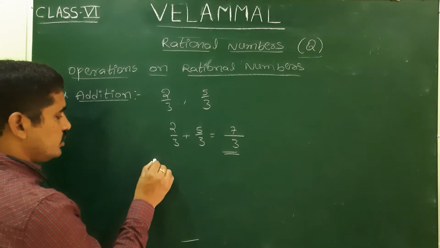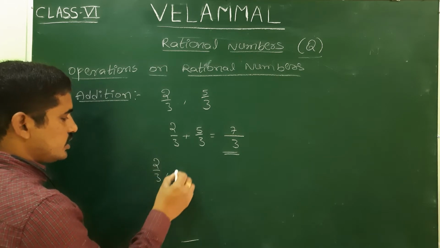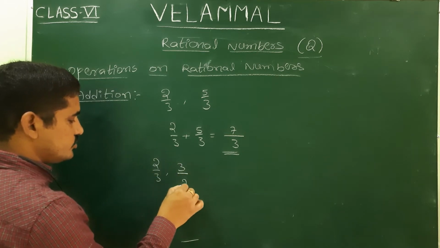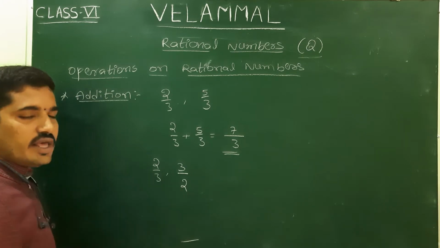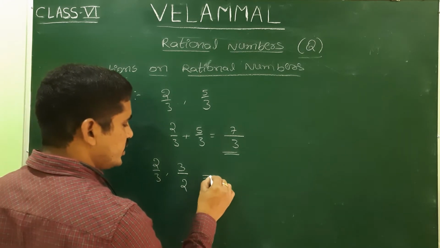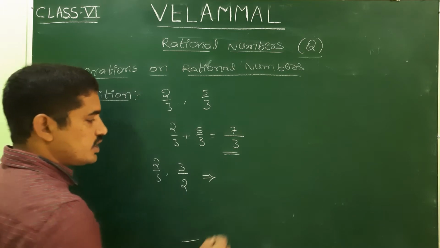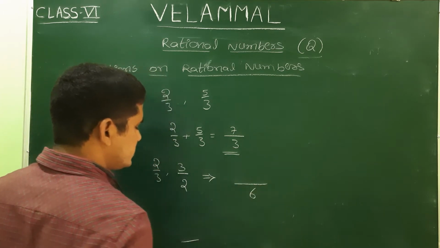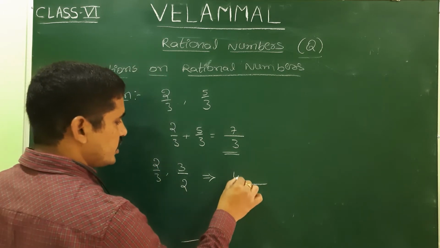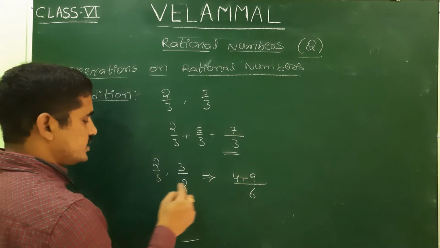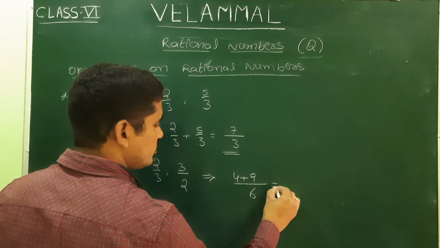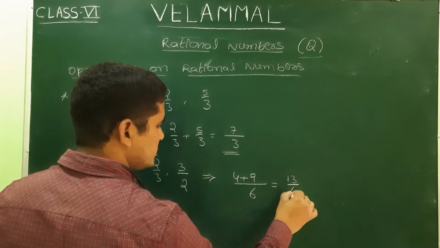Now for example, another one is given: 2 by 3 and 3 by 2. How can we add these two? Now we don't have like fractions. Now we need to convert these into like fractions by taking the LCM. The LCM will be 6. So then it can be written as 4 plus 9. Why? 2 2s are 4 plus 3 3s are 9. So by that we will write 13 by 6.